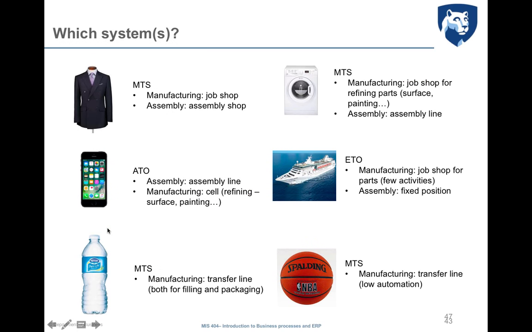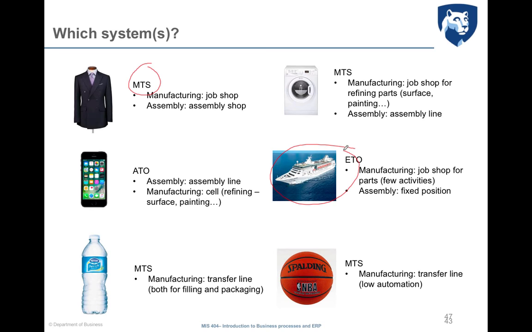Finally, just to conclude, as examples, here you can see some products from different industries and the characterization of their production systems. Some of them have been already discussed in previous examples, but if you consider suits, for example, they are realized in make-to-stock using a job shop approach in the manufacturing system, and assembly is realized through an assembly shop. So they are totally a process-focused organization, which is different, for example, from the realization of a ship.